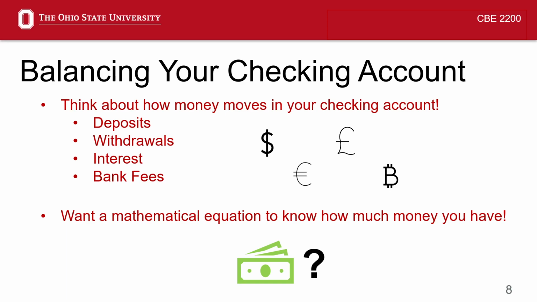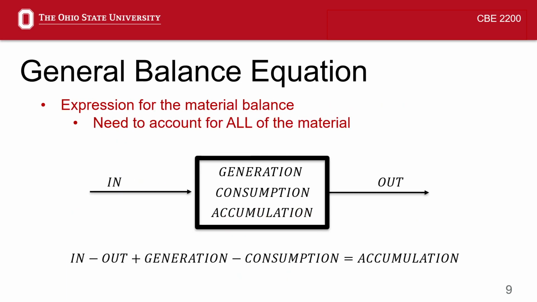So here's where the general balance equation can come into play. This is just a mathematical expression for the material balance. We're accounting for all of the material at all points in time, coming into our system, coming out of our system, and some of what's changing in our system. So we can put stuff in, we can take stuff out, we can have a generation of what we care about inside of our system.